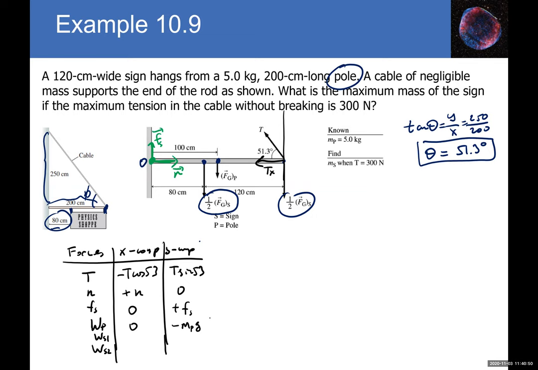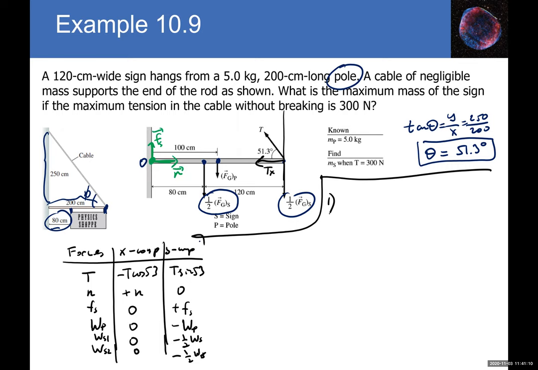Let me write that down. It's minus the weight of the pole, then minus one half the weight of the sign, and minus one half the weight of the sign for the second one. That means I get two equations from here. Equation one is this.